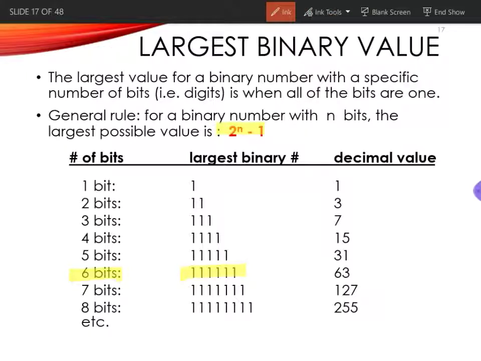So if we have 4 bits, 2 to the power 4 minus 1 is 15. Same way, if we have 8 bits, 2 to the power 8 minus 1 is 255. So the maximum decimal value would be 255.